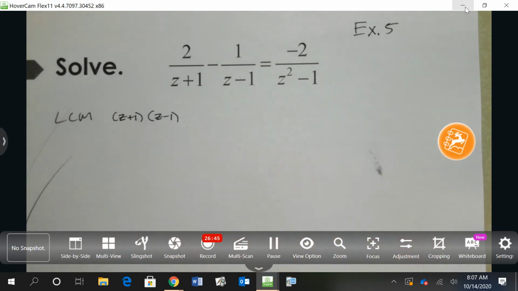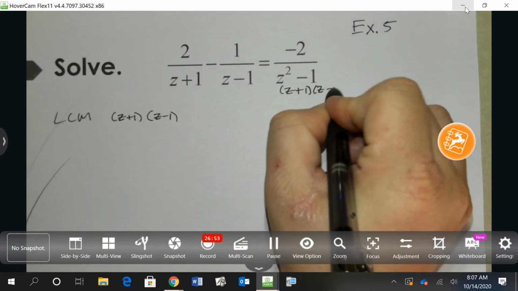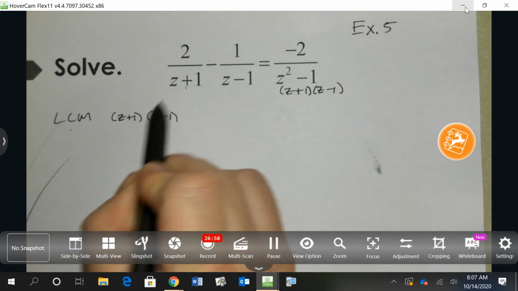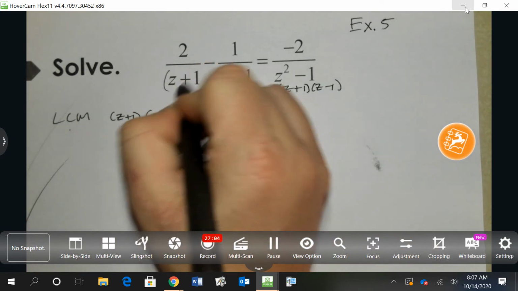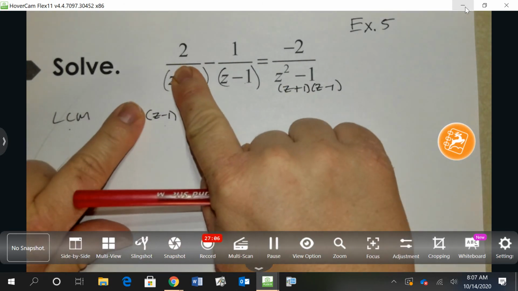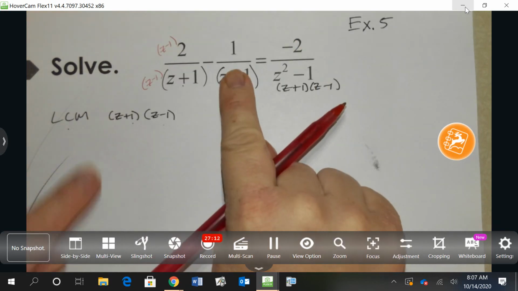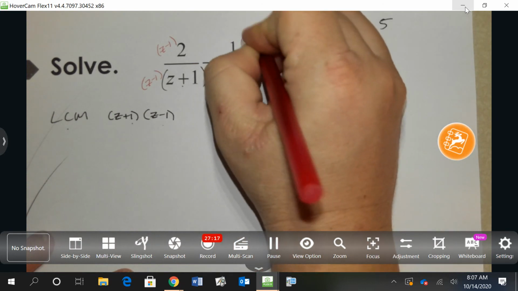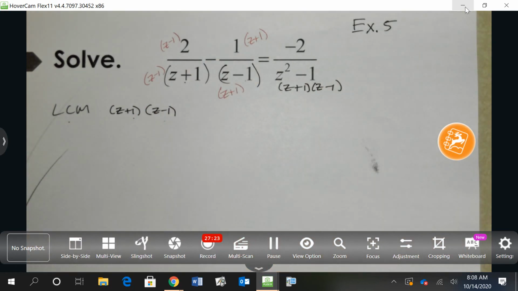Sometimes students get confused with different variables. Feel free to change it back to an x if that makes you feel more comfortable. This breaks into z plus 1 and z minus 1. So my LCM is z plus 1 and z minus 1. The left-hand side, when I cover it up, I can see it's missing a z minus 1. The middle is missing a z plus 1. And this has both a z plus 1 and a z minus 1. So I've taken care of the LCM.